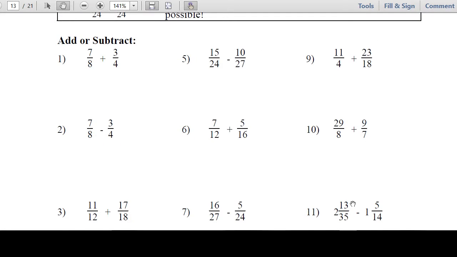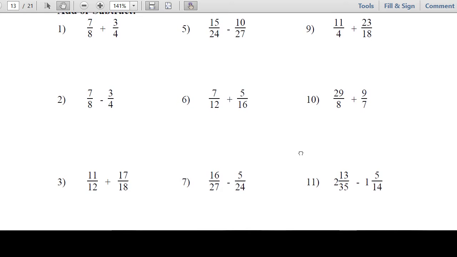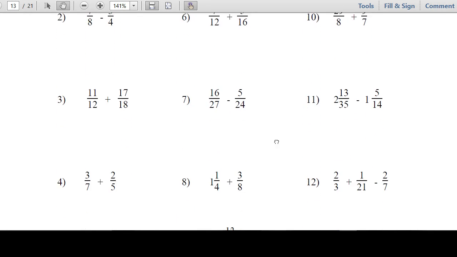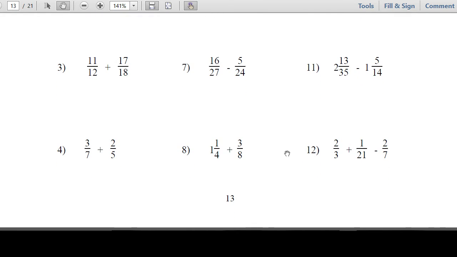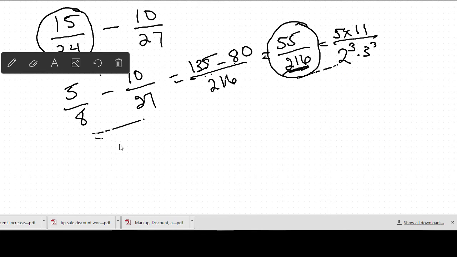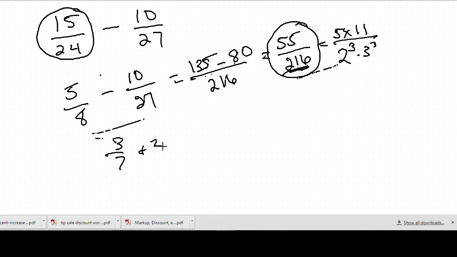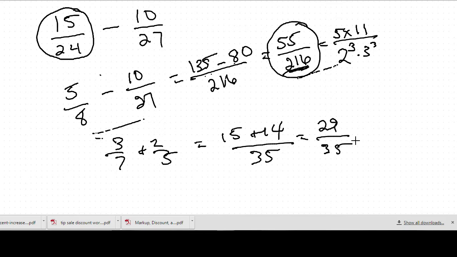Let me choose another one for you. I'm going to go easy on you. Do number 4. Three over 7 plus 2 over 5. Those cannot be the same. And I do not have to reduce them, so it's 15 plus 14 over 35, which is... Ooh, it's fast. Go ahead, girl. 29 over 35. And that's the answer.